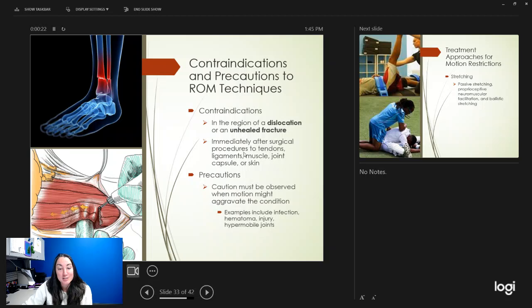Immediately after surgery or after an injury, while the tissues are still healing and still very fragile, you also don't want to do range of motion assessments and risk re-damaging, re-injuring that tissue. Some of the precautions: you must observe caution when motion might aggravate the condition. So like if there's an infection or a hematoma, if there's been an injury, if the joints are hypermobile and you don't want to overstretch them even further. All of those are reasons that you may avoid doing range of motion assessment or techniques based on that patient.